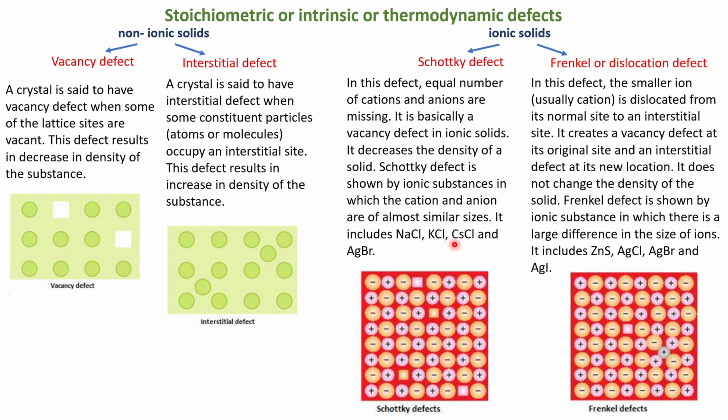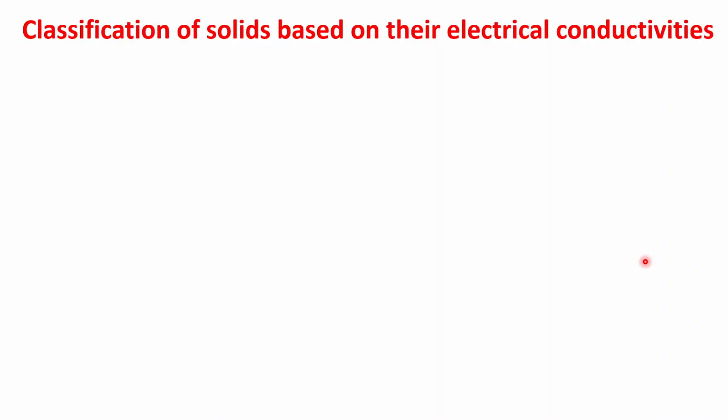In the Schottky defect, particles were missing, both the cations and anions, and that caused a decrease in the density. But here the overall density remains the same. Frenkel defect is shown by ionic substances in which there is a large difference in the size of the ions. It includes zinc sulfide, silver chloride, silver bromide, silver iodide, etc.